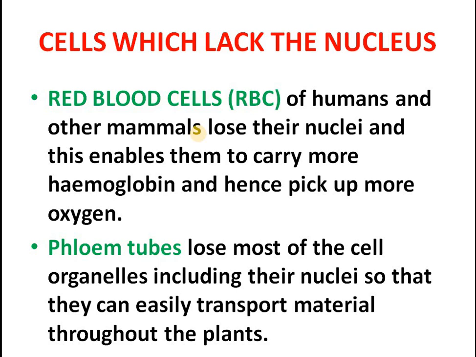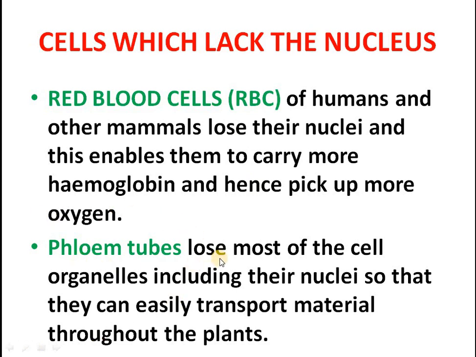And the other part is phloem tubes. Phloem tubes are like drainage pipes present in the plant. As you already know, the leaf is known as the kitchen of the plant because it prepares food by the process of photosynthesis. Now this food is to be transported throughout the plant, and it is done with the help of the phloem tubes.